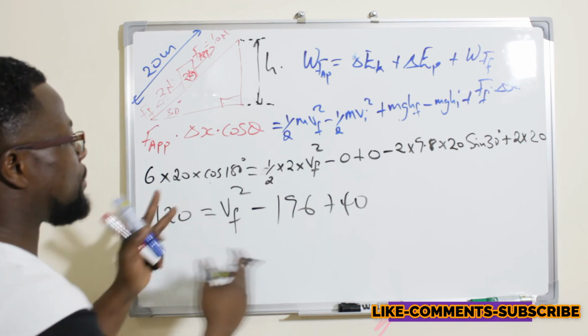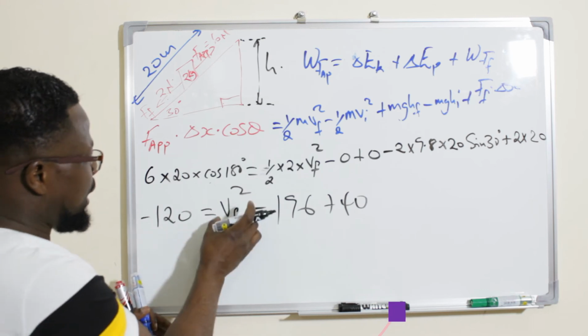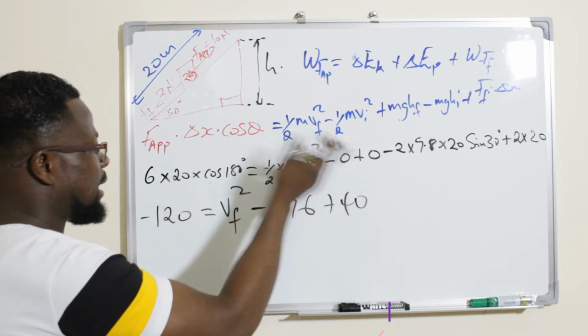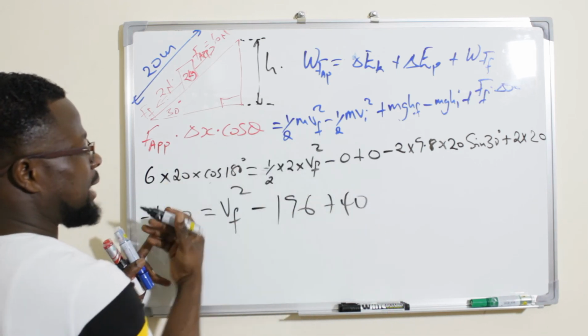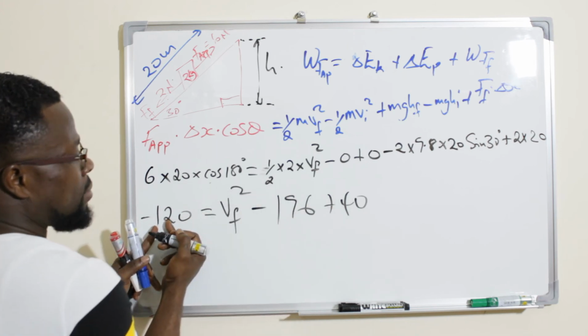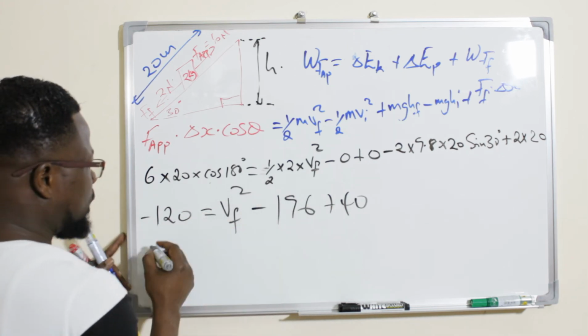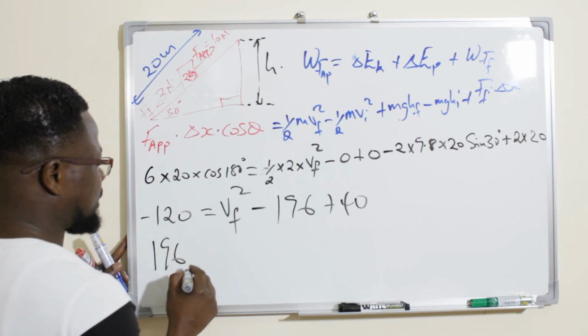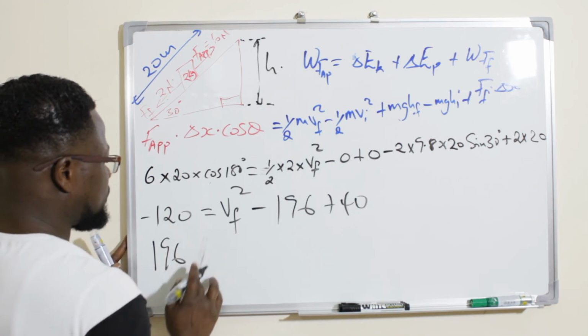Now what I want to look for is this. So what do I do? I'm going to do transposition. This remains here, this goes there, that goes there. This and this is going to be negative 160 plus this. So this is going to be 196 minus what?